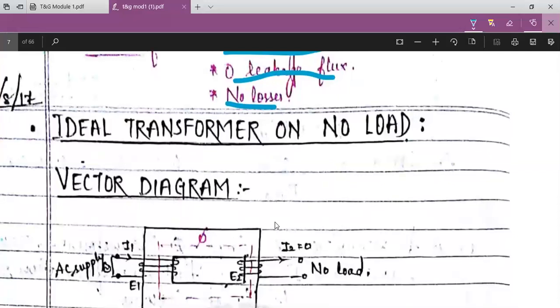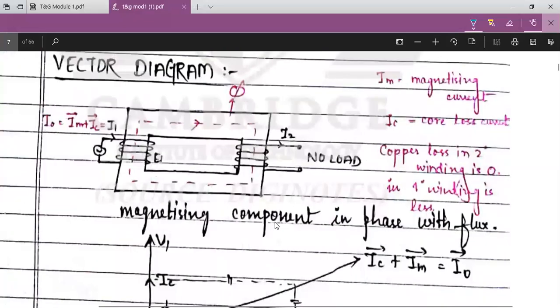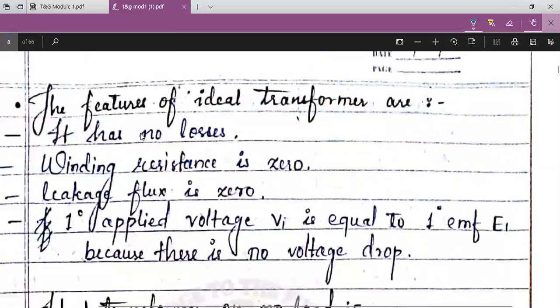So here your portion starts: ideal transformer. First point is the salient features of an ideal transformer. There are 4 points you should remember. The first one is that an ideal transformer has no losses. As I just told you, there are two types of losses in a transformer: iron losses and copper loss. In an ideal transformer, the copper loss and iron loss are zero, so we can call this an ideal transformer.